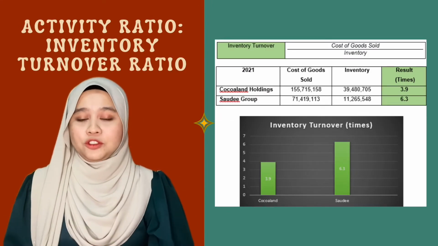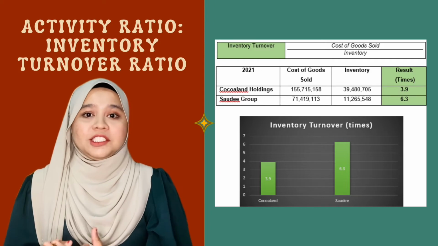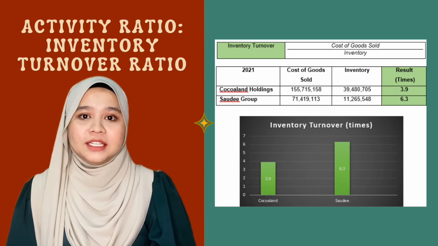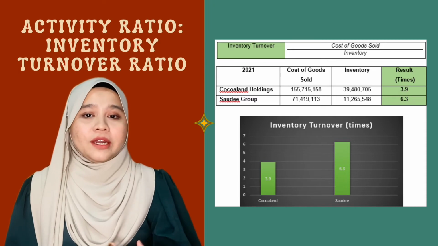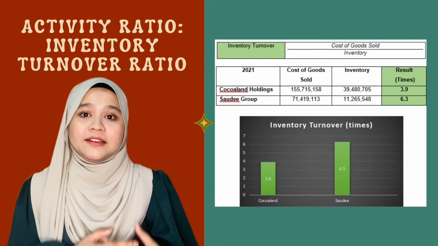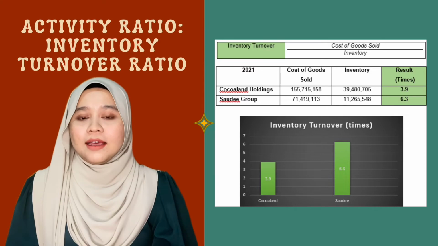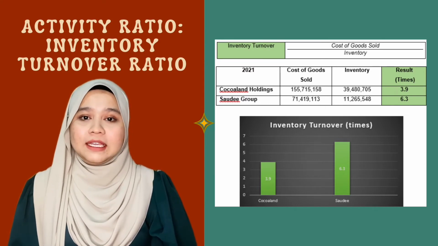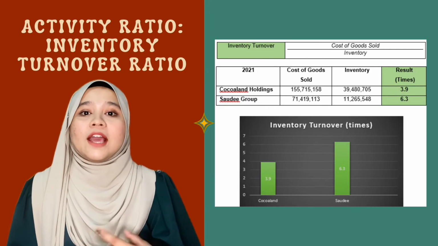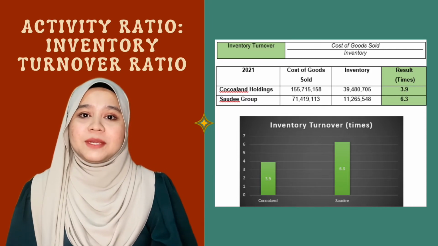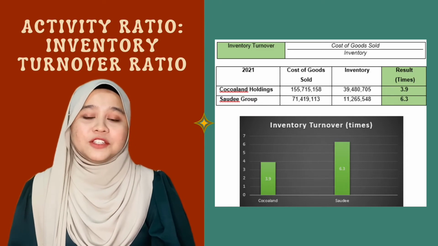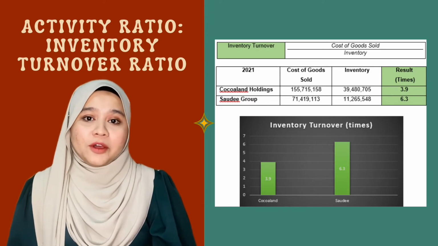Based on the graph, this graph illustrates that Coqualand has incurred a bigger loss in inventory turnover than Saudi Group. On a company's balance sheet, inventory is categorized as a current asset, and low turnover can result in negative sales and profitability. This could be due to a lack of marketing, with the products unable to be sold. Saudi Group has the greatest inventory turnover rate at 6.3%.